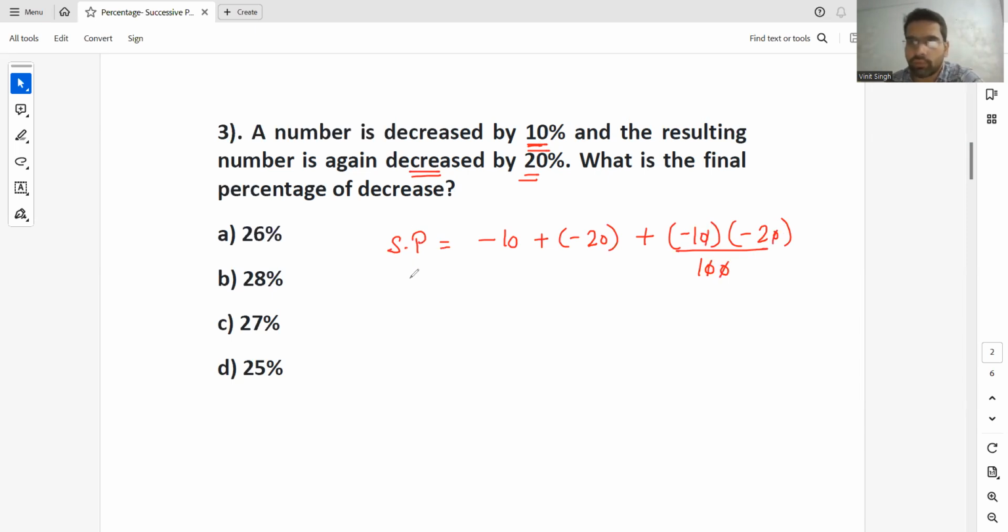Now, the successive percentage formula is very simple. First, you have to understand in which question the successive percentage formula will be used. If you understand, then it will become a very easy question. Clear? Now here, it decreases 10%. It also decreases 20%. So minus 10 minus 20 is minus 30, then minus 1 into minus 2 is plus 2, which is equal to minus 28. So minus 28 means it decreases by 28%.